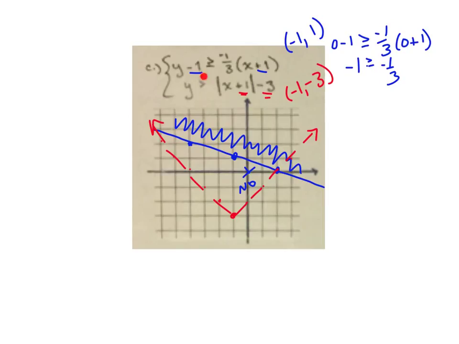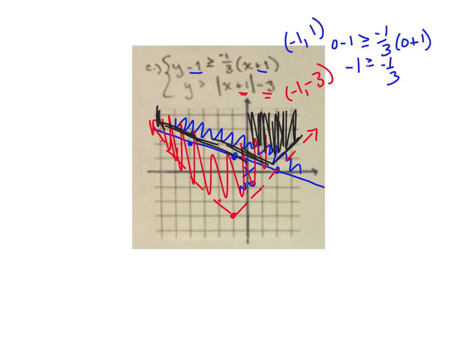And because this inequality says y is greater than, up is greater than down, and we're going to have to shade above the inequality. So where's our solution? It's going to be above the V and above the line, which means it'll be this region right here. And that's how you graph inequalities.